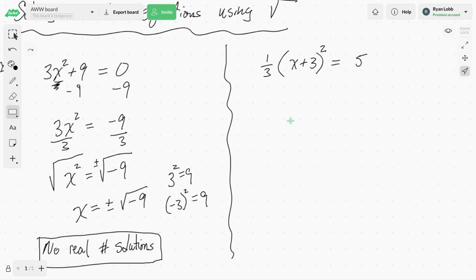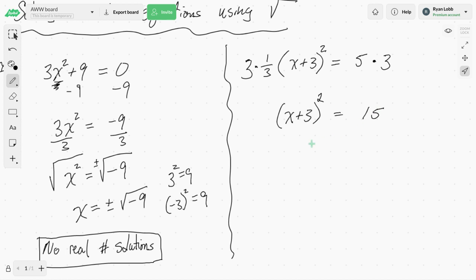The first thing we want to do is not isolate x squared like we did over here. The first thing we want to do is get x plus 3 quantity squared, that binomial squared, all by itself, which means we've got to get rid of the 1/3 here. We can do that by multiplying both sides by 3. 3 times 1/3 cancels out, so I'm left with this.